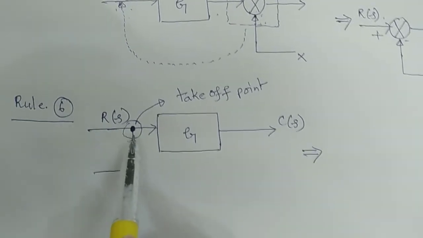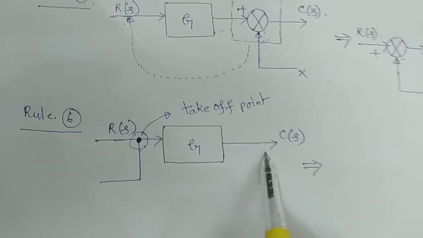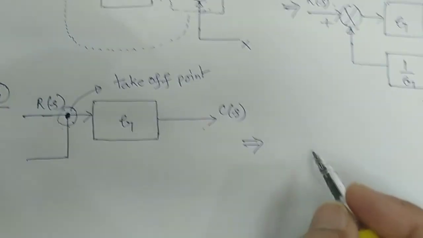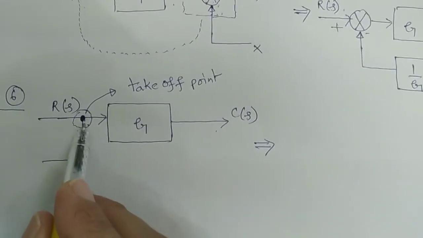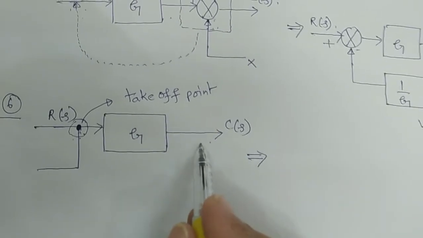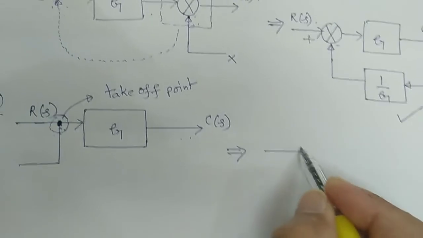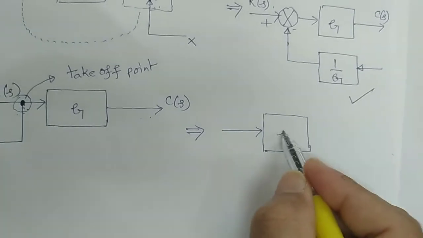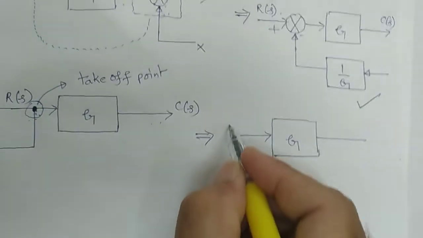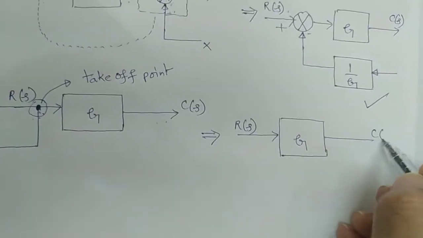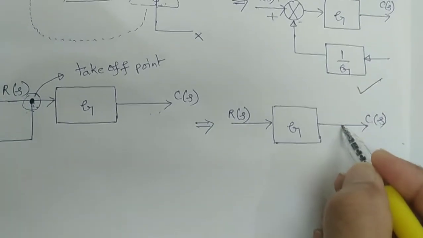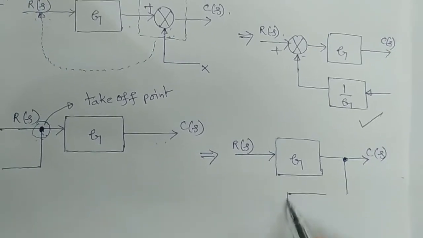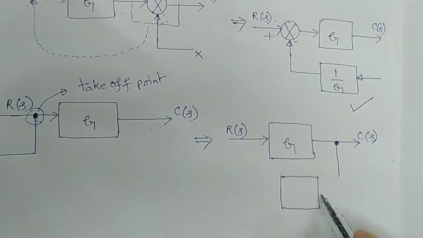If we want to shift this take off point to after the block, how will this be simplified? This point should be represented after the block in the simplification, means that directly you show it here like this. The gain G is there. Then this is your R of S, this is your C of S, and this is your take off point. It is exactly opposite to the summer point.